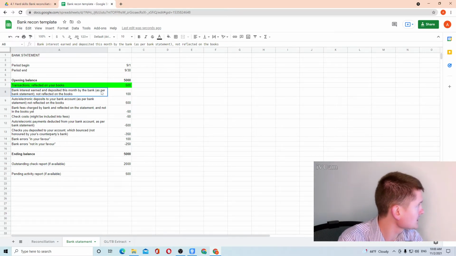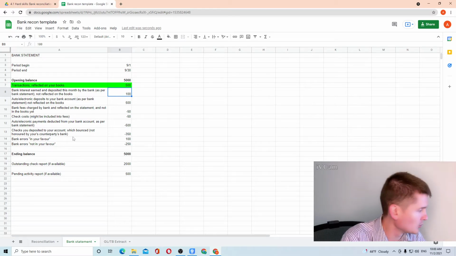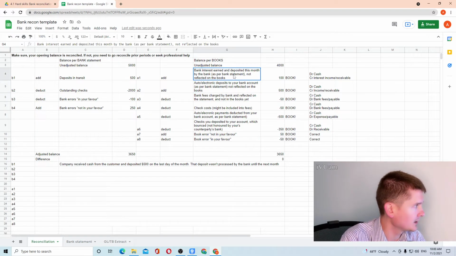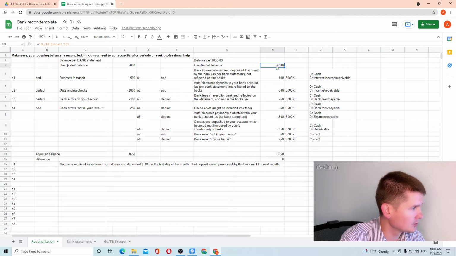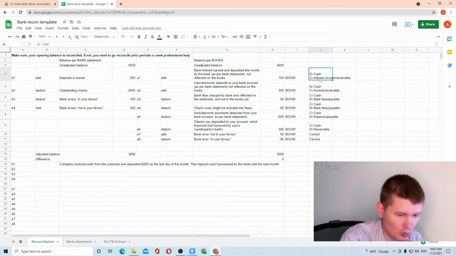Okay, bank interest earned and deposited this month, 100. So that's your money. You should have booked that money, and it's here. You add it to your books, and that will be debit cash, credit interest income. Or if you make an accrual for the interest, if you recognize the income and record it as a receivable, you make debit cash, credit interest receivable.